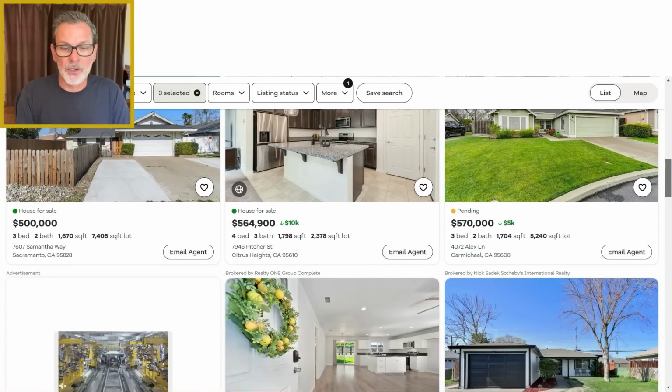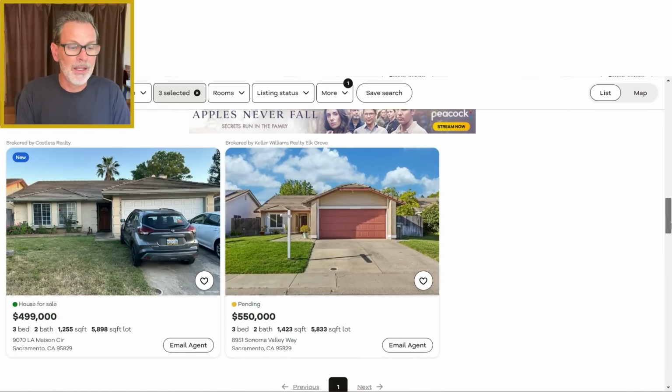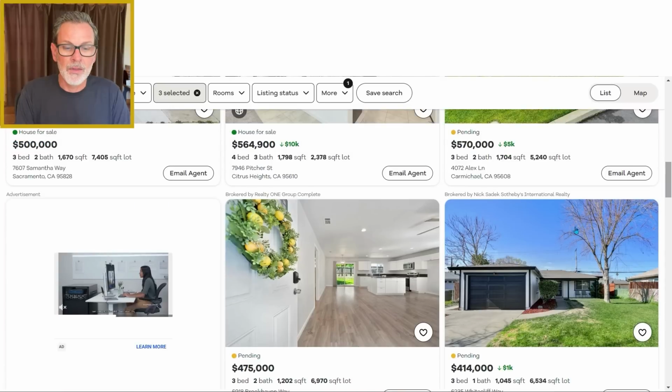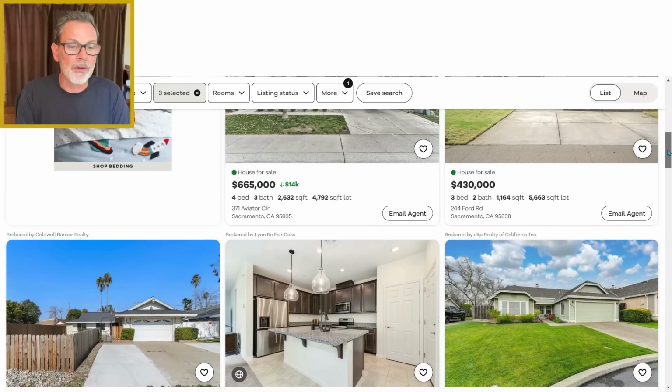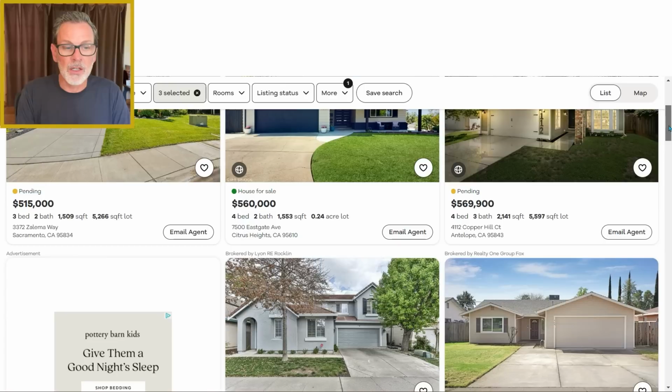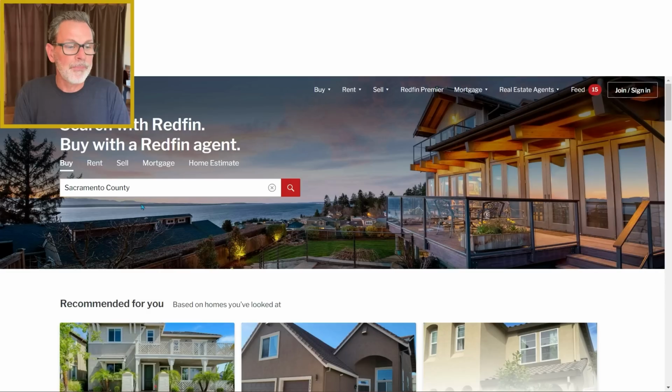Some of them actually are not for sale. There's actually quite a few that are pending. This one at the bottom's pending, this one's pending, and then also this one as well. So let's just say around 7 houses for sale on Realtor.com. Let's have a look at Redfin.